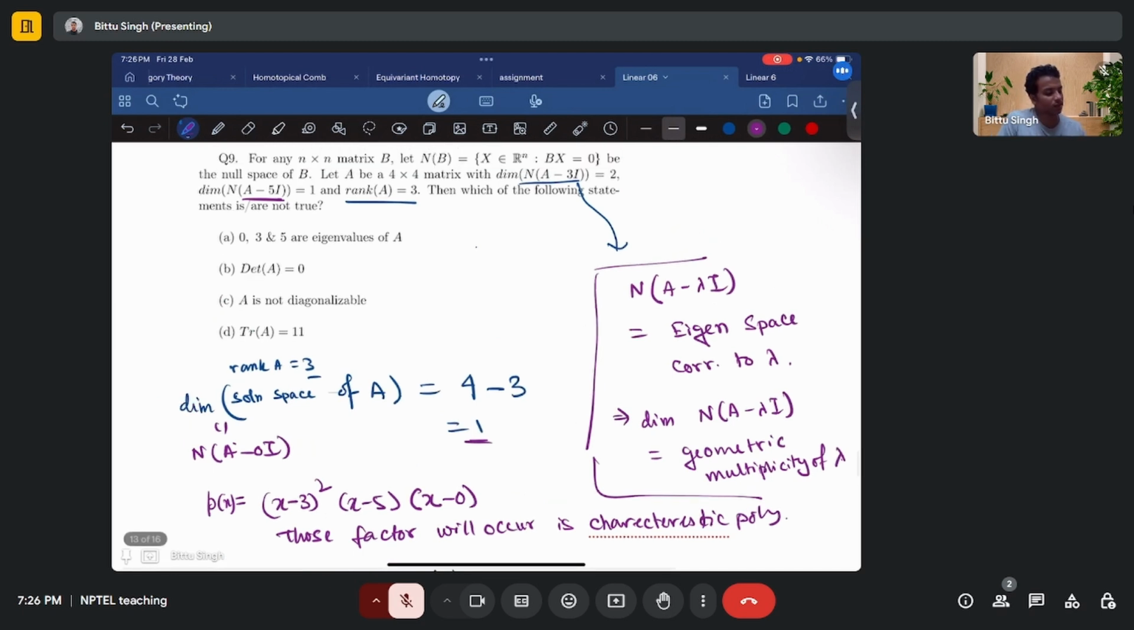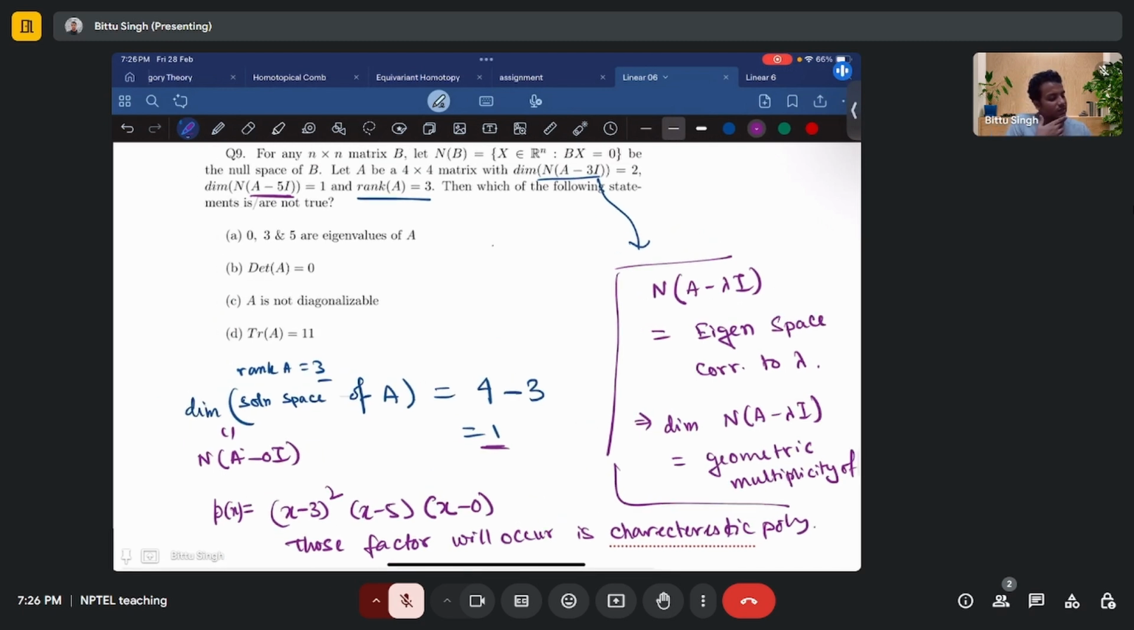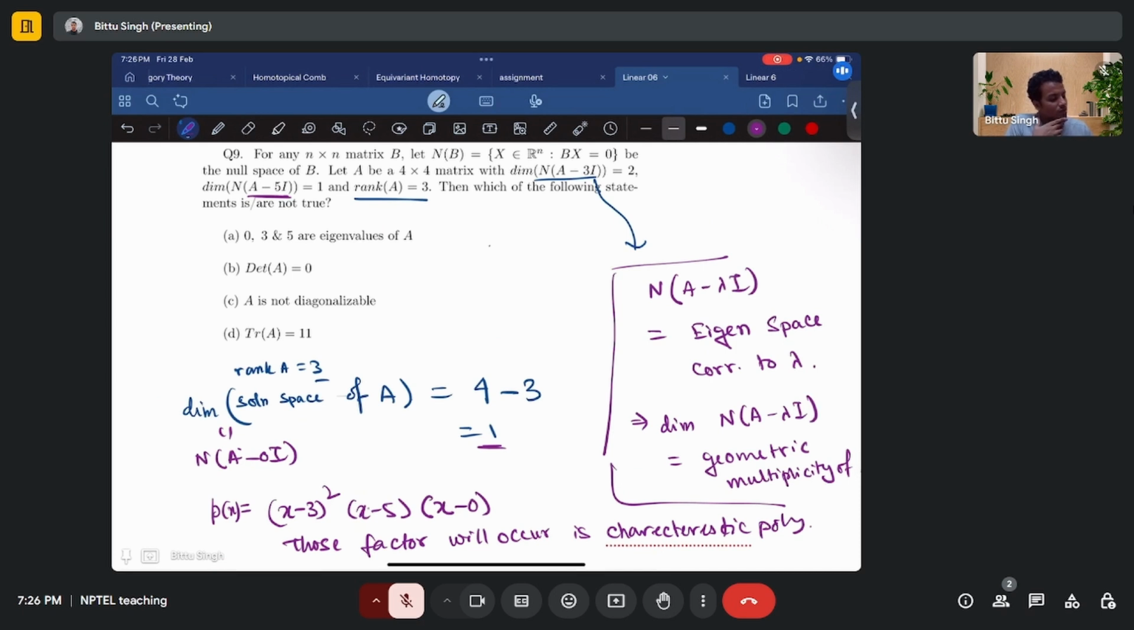So this is the actual characteristic polynomial, and from here it is clear what the eigenvalues are. That is, if we equate p(x) equal to 0, then the solutions will be 3, 5 and 0, right? So 3, 5, 0 are all the eigenvalues. This is correct.